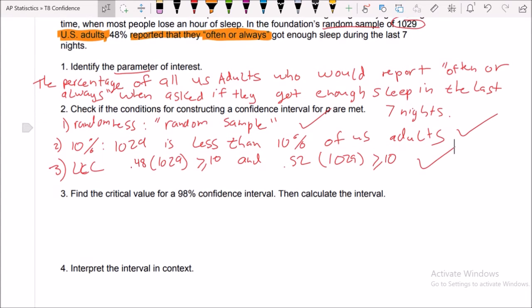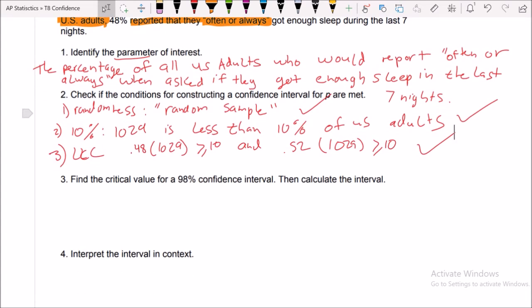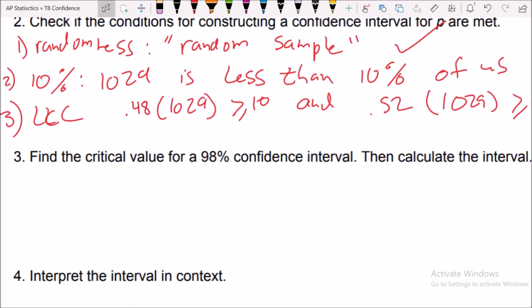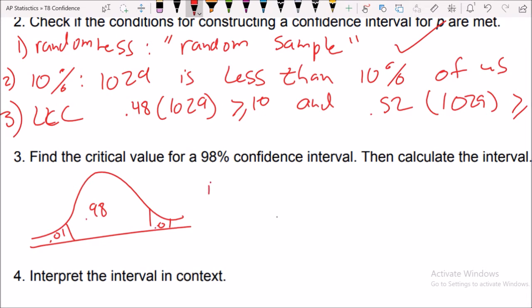Okay, so I always draw the picture on these. Let me zoom in a little bit so you can see the picture that I draw. I always draw the picture, so normal curve. Center area is 98% or 0.98, which means the tail areas are 1% or 0.01. That way they add up to 100. Inverse norm, and that inverse norm is going to have an area that stops at 0.01, mean of 0, and a standard deviation of 1. Notice those values are probably already filled in your calculator.